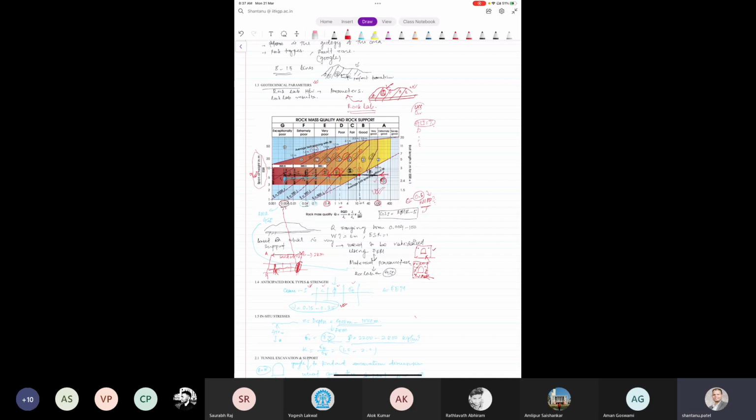Okay, so once you know your RMR value, you can calculate your GSI value using this formula: RMR minus 5 equals GSI. So once you know your GSI for your rock mass, you just change these values for different Q values. So the only thing changing is the GSI values for different sections, yes. And sir, how many sections do we have to consider for the tunnel?